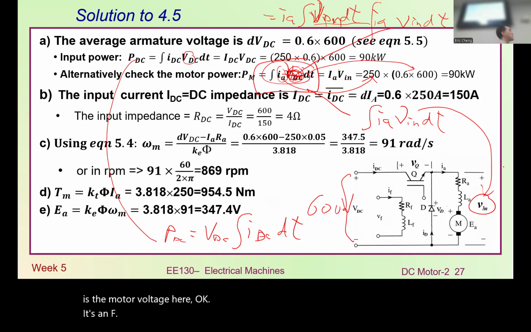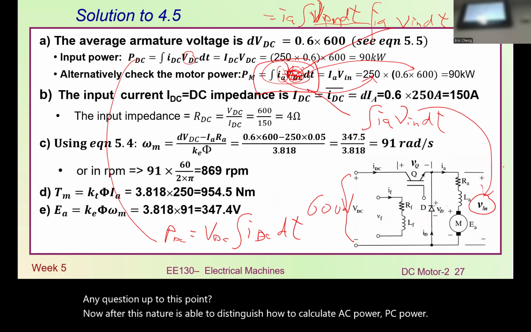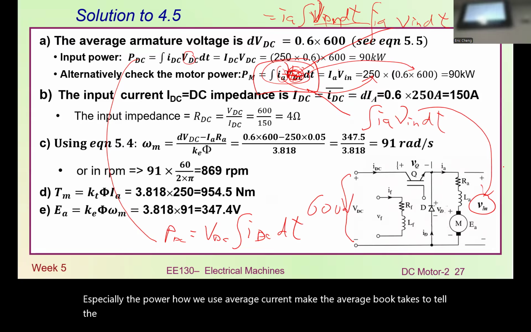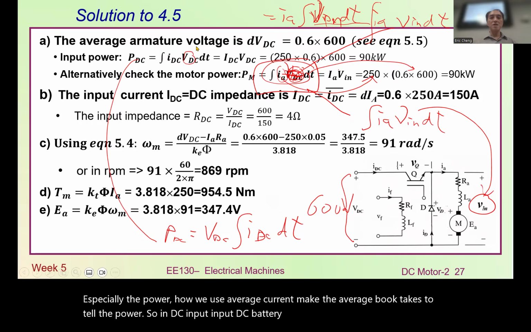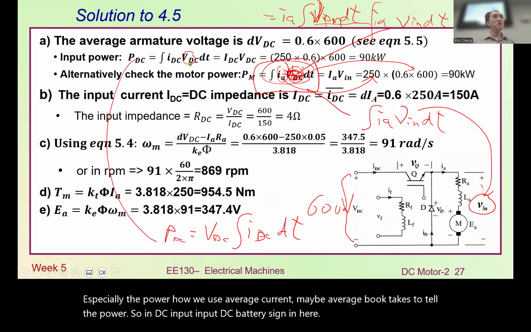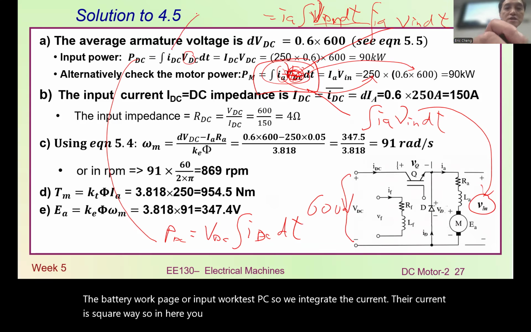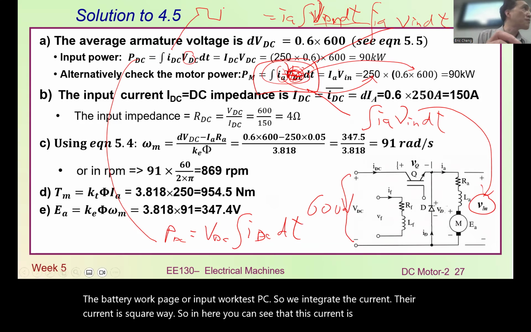Any question up to this point? Now, after this lecture, you should be able to distinguish how to calculate AC power and DC power, and especially how we use average current, maybe average voltage, to calculate power. So on the DC input, the DC battery side, here is the battery voltage or input voltage DC. So we integrate the current. The current is square wave. So here you can see that this current is square wave. So we use average.